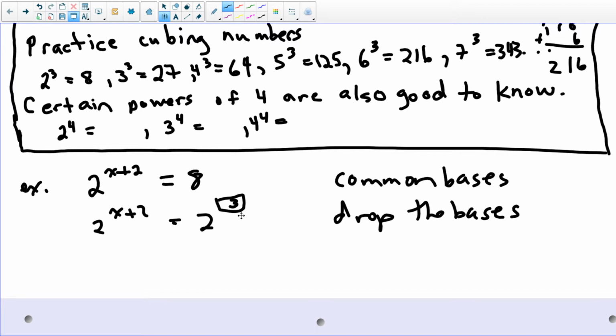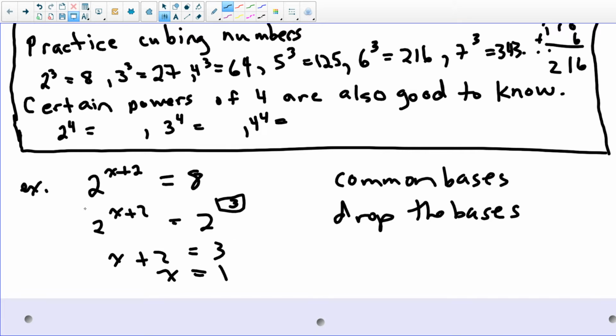This is a logic step. We're not dividing by 2. We're not subtracting by 2. We're just dropping the bases because 2 to the x plus 2 equals 2 to the 3, which means x plus 2 equals 3. So x plus 2 equals 3. And we subtract 2, which gives us 1.